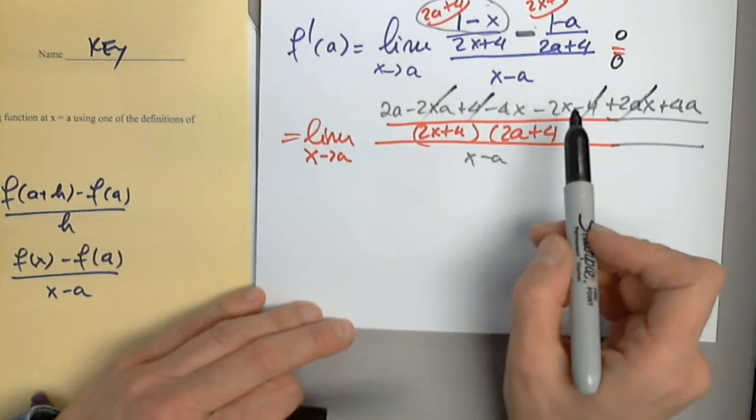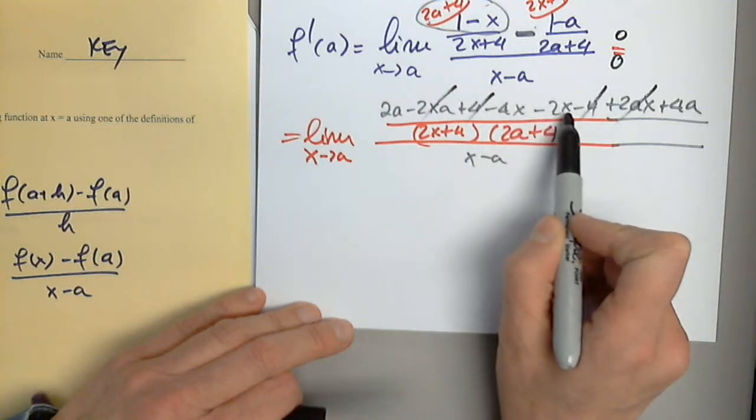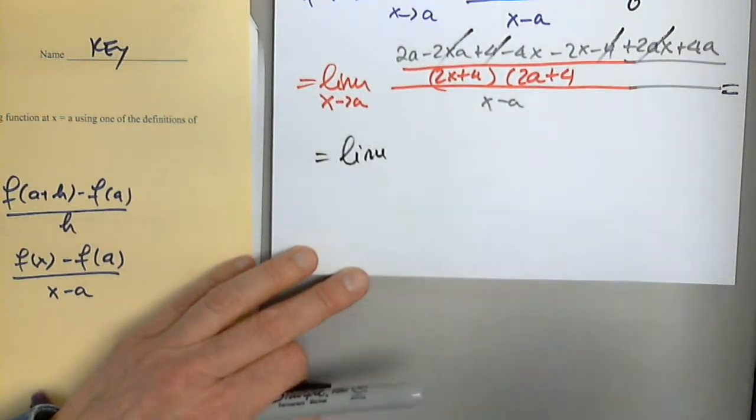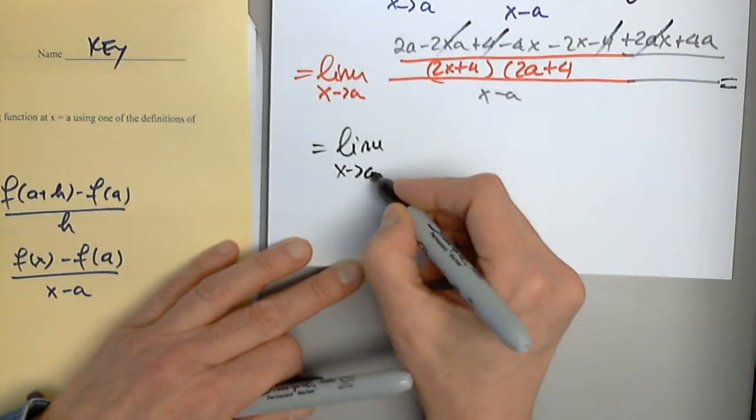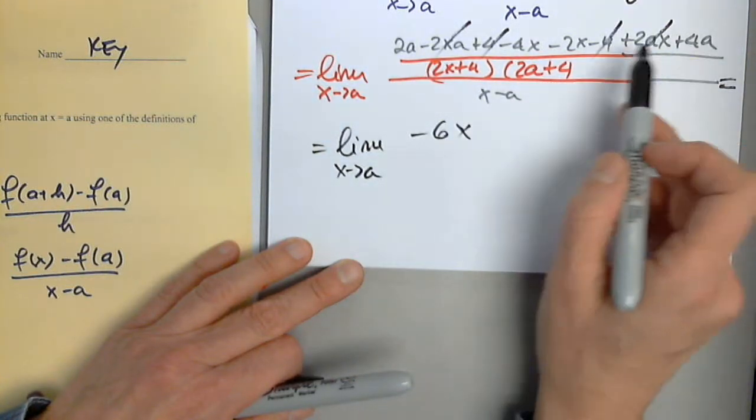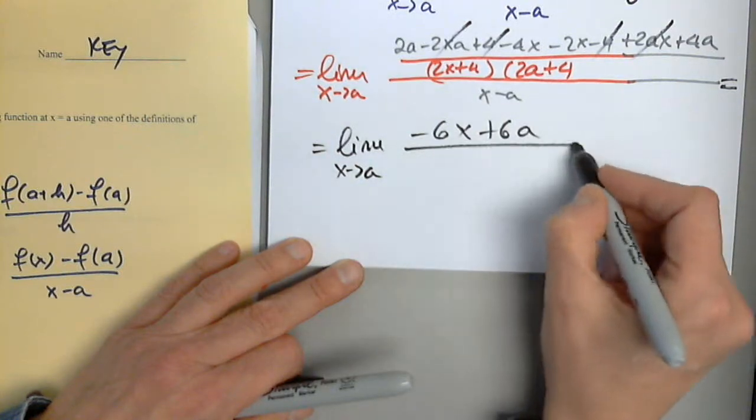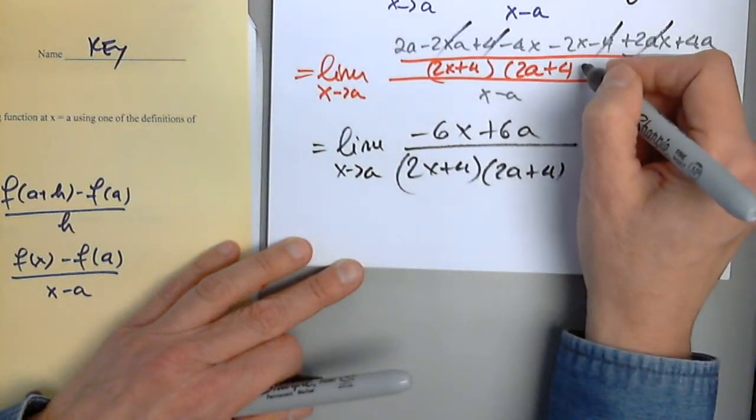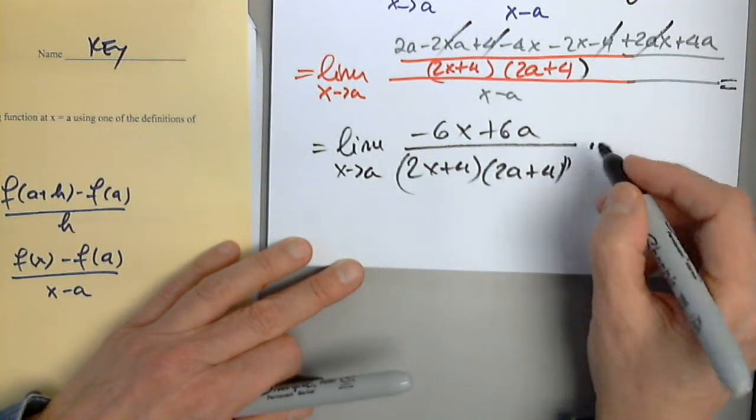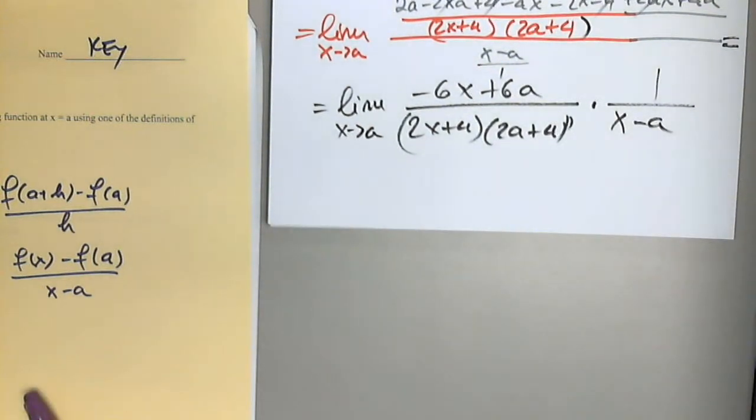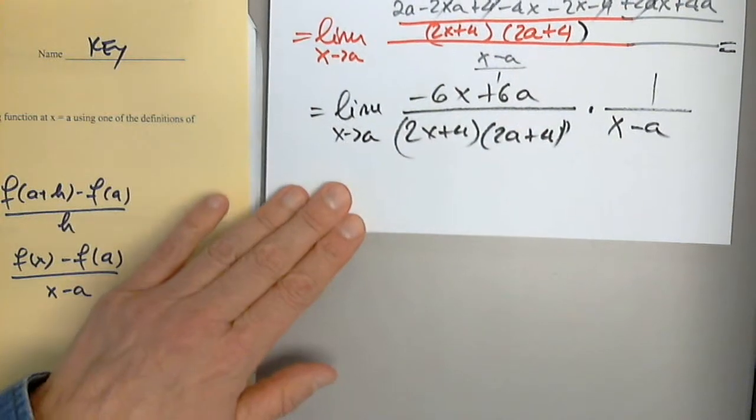So now what I see is negative 4x minus 2x, limit again, equal symbol, please, either 1 or 2, whatever you want. x approaches a. So we have negative 6x, but I also have positive 6a, divided by 2x plus 4 times 2a plus 4. Of course, there is a parenthesis there. Multiplied by, and I flip now, 1 over x minus a. Are you okay so far? Is this okay, everyone?